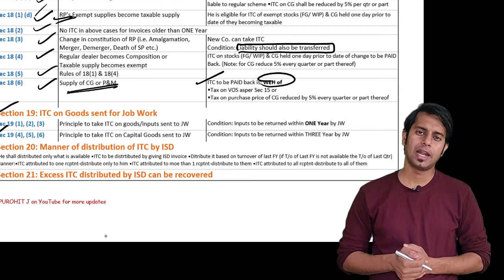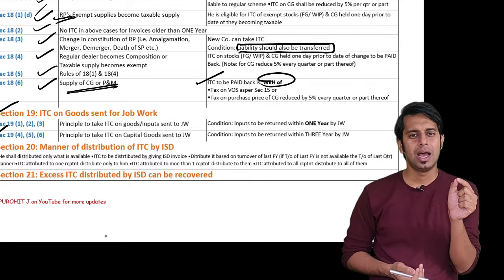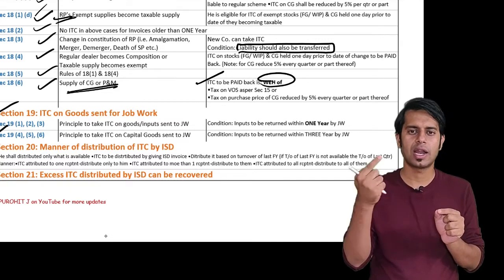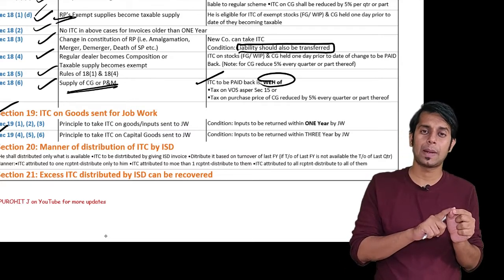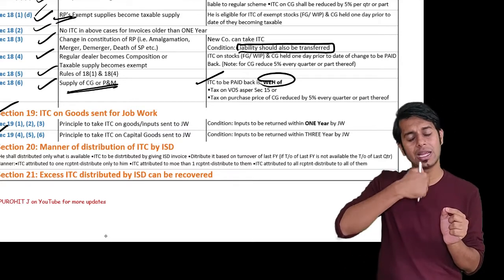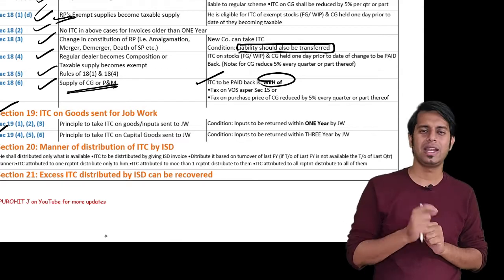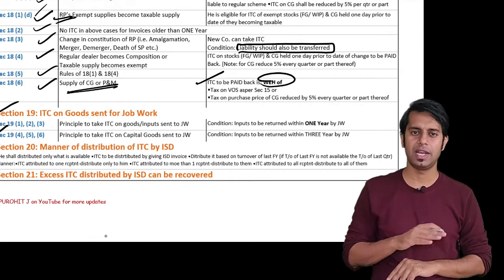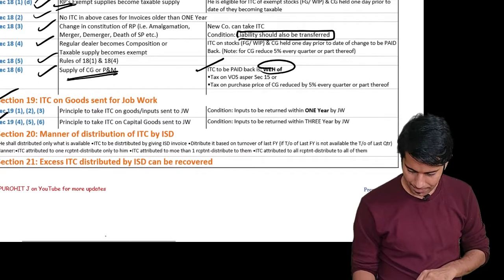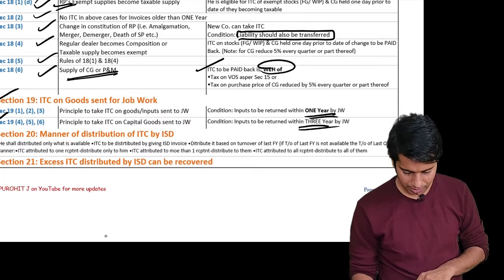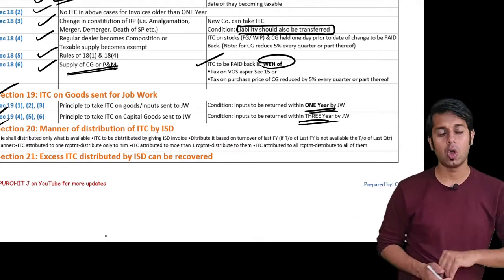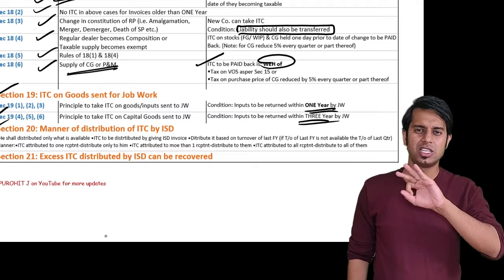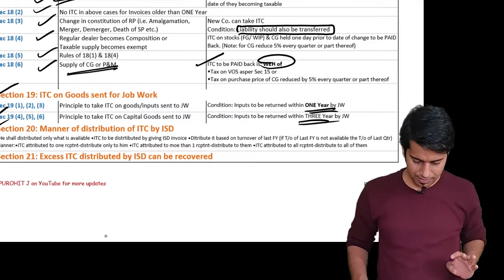Section 19.4, 19.5, 19.6 talks about capital goods. It says capital goods sent to the job worker. If the principal is sending capital goods to the job worker, ITC can be taken by the principal. If the capital goods are directly sent to the job worker, ITC can still be taken by the principal. 19.6 says if the capital goods are not coming back within 3 years, then it will be deemed as supply. So 3 years and 1 year. Then section 19 subsection 7 also says molds, dies, jigs, fixtures: for these this provision is not applicable.